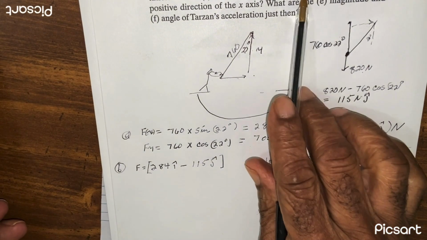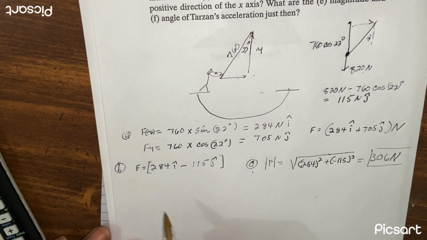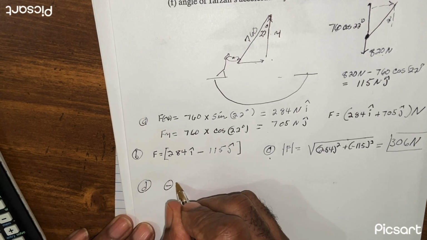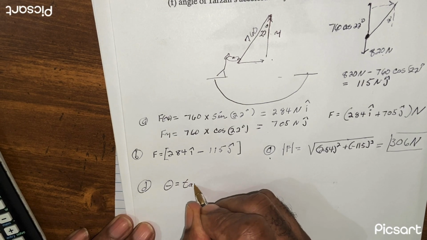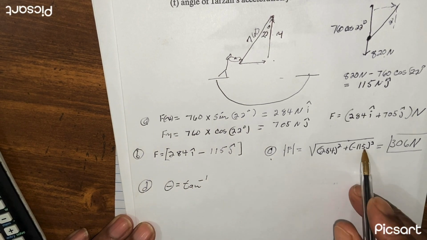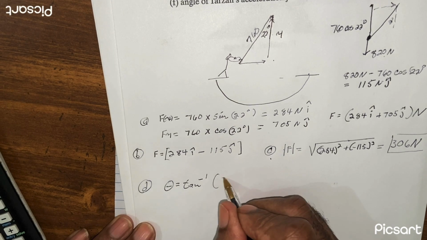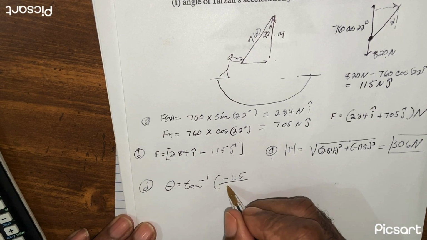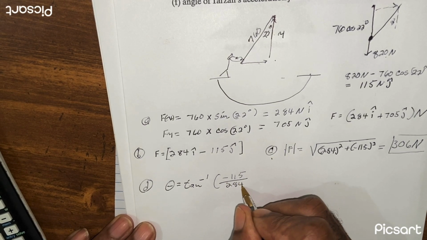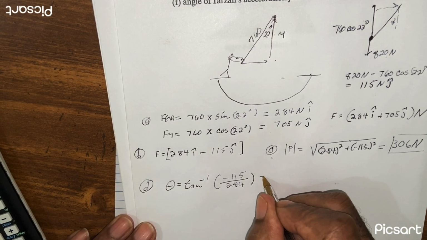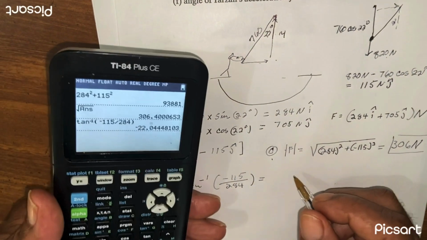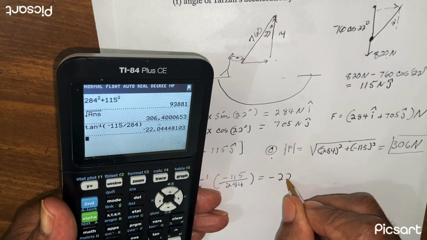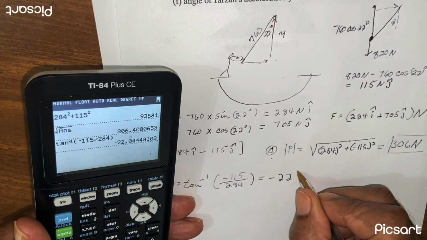And D, the angle, well, we know theta equals tan to the minus 1 of minus 115 divided by 284, and that's going to equal minus 22 degrees.